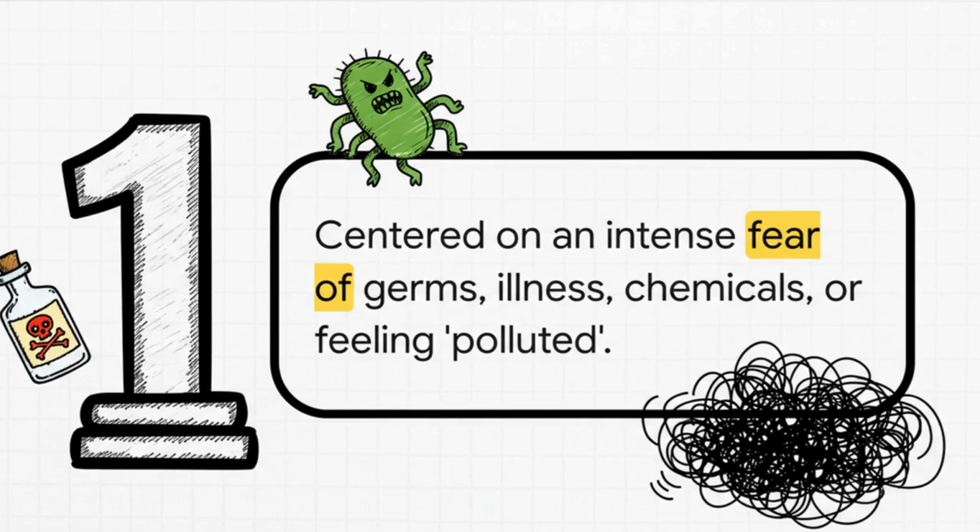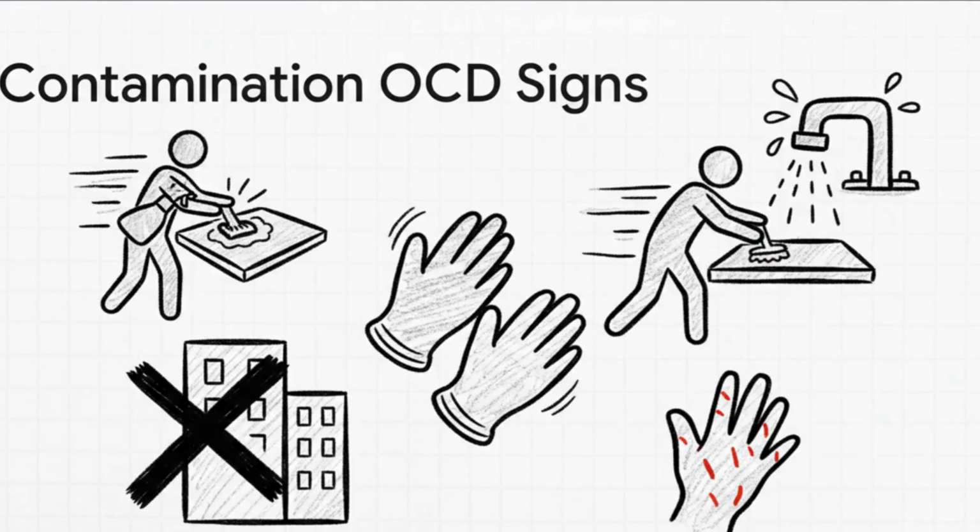This pillar is all about an intense fear of germs, sickness, chemicals, or even just a feeling of being dirty or polluted somehow. And this is so important to understand. This isn't just about liking things clean. It's a compulsion that's completely fueled by anxiety. We're talking about washing your hands until they're cracked and bleeding. We're talking about avoiding parks or grocery stores for fear of what might be there. The goal isn't really to be clean. It's a desperate, exhausting attempt to feel safe.